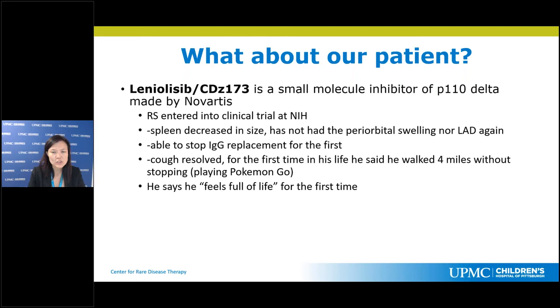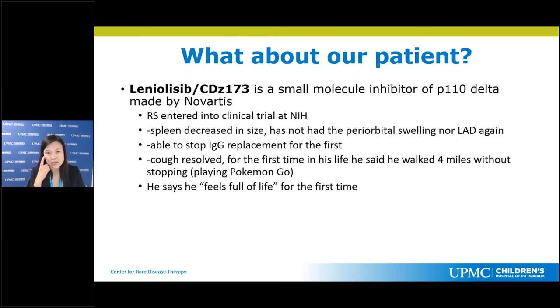So we saw that there's a clinical trial happening at the NIH for this drug, leniolisib. It's actually a small molecule inhibitor of P110 delta, which is exactly where his problem lies. That was something that IVIG was not going to fix. And so now he had an overactive molecule, and this suppressed it. And so what happened when he entered this trial, his spleen actually shrunk for the first time.